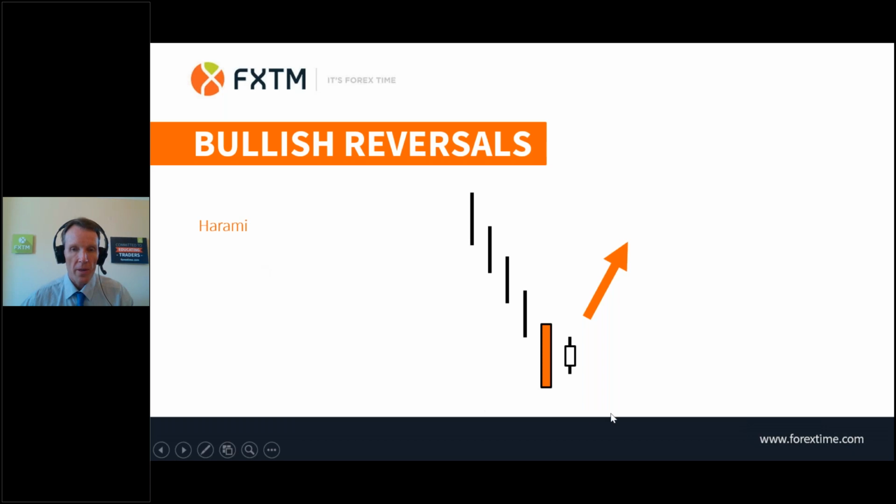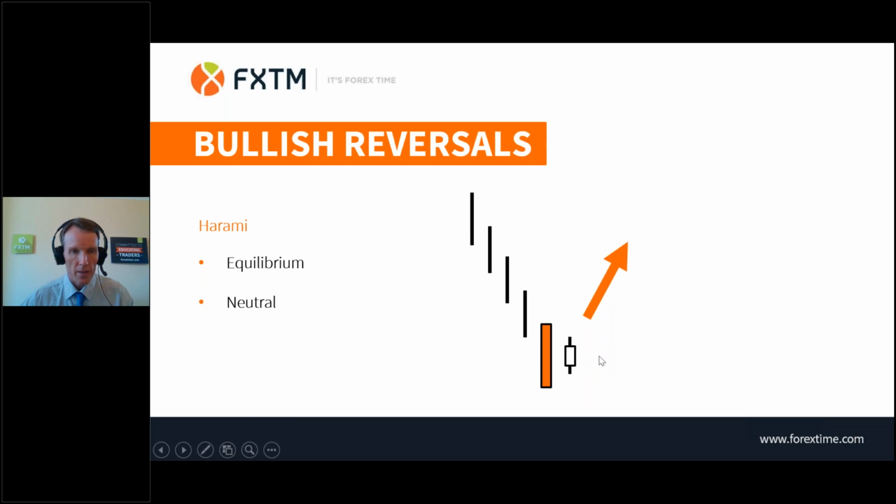Okay, this is called Harami. Down, up. As you can see, not very clear. So what's going to happen? We're not sure. It represents equilibrium or balance. So there might be a continuation, might be up. Again, it's just a warning.